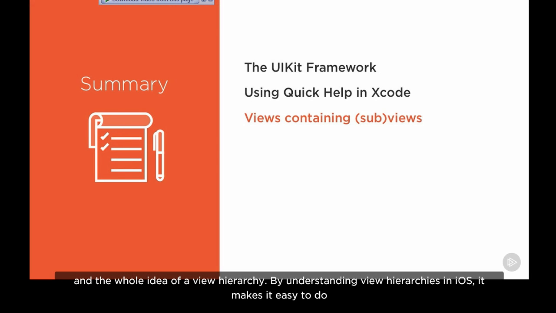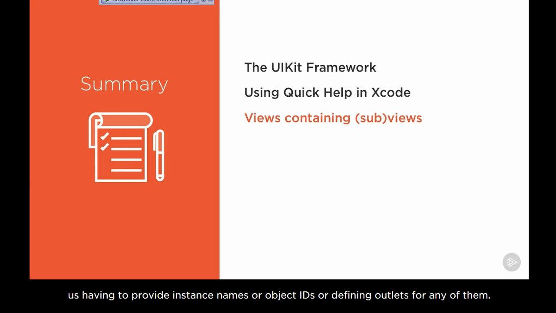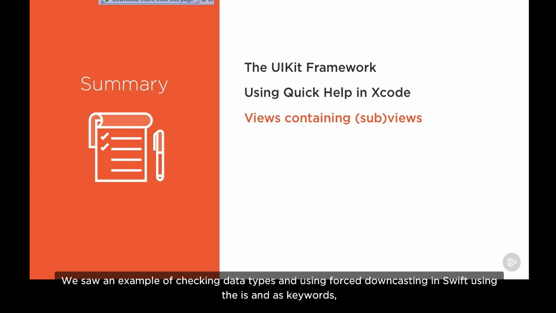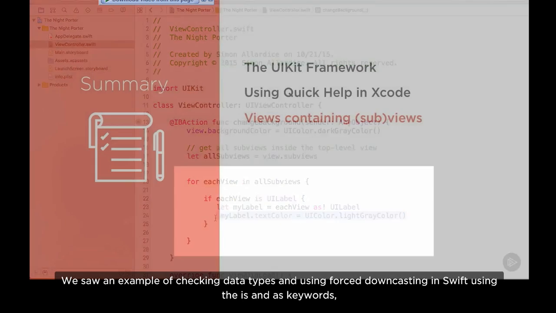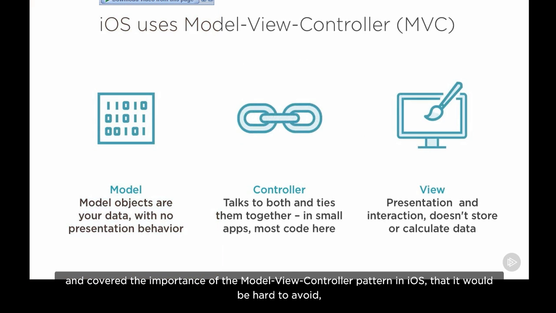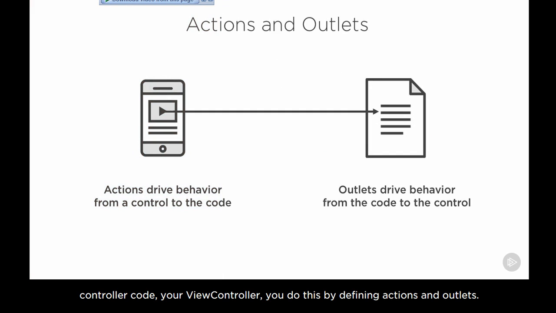By understanding view hierarchies in iOS, it makes it easy to do things like iterate over all labels in a complex screen full of content and change them all, but without us having to provide instance names or object IDs or defining outlets for any of them. We saw an example of checking data types and using forced downcasting in Swift using the is and as keywords, and covered the importance of the model view controller pattern in iOS, that it would be hard to avoid even if you tried to. And that when you make connections between your user interface view objects and your controller code, your view controller, you do this by defining actions and outlets.